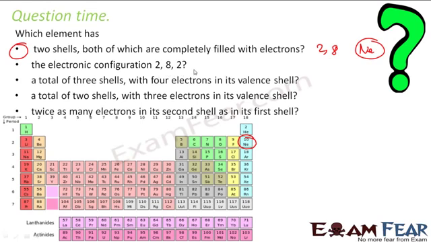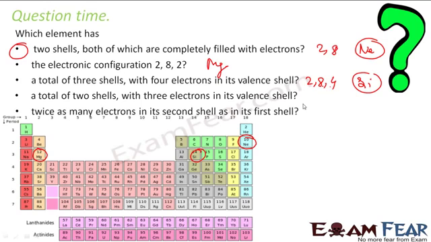Electronic configuration of 2, 8, 2, that is atomic number of 2 plus 8 plus 2 is 12. Atomic number 12 is magnesium. So magnesium is my answer. A total of 3 shells with 4 electrons in its valence shell. So my 3 shells and the 4 in the valence one. So 2, 8, 4. 2 plus 8, 10, plus 4, 14. 14 is silicon. So this guy is silicon.